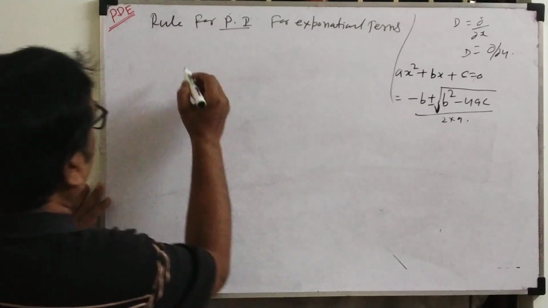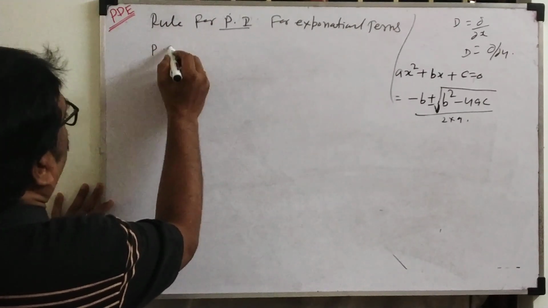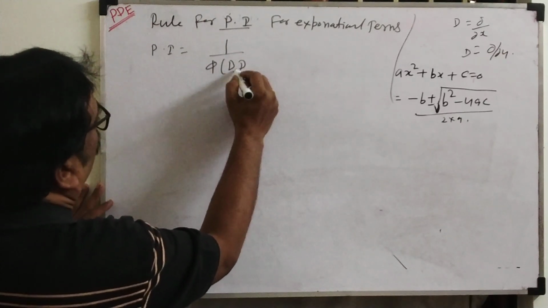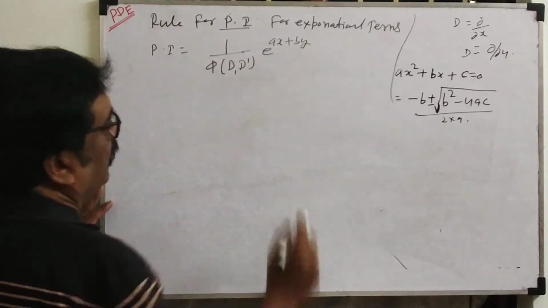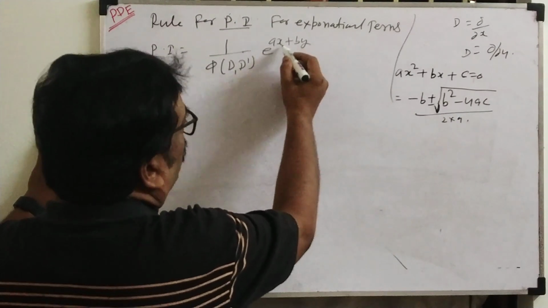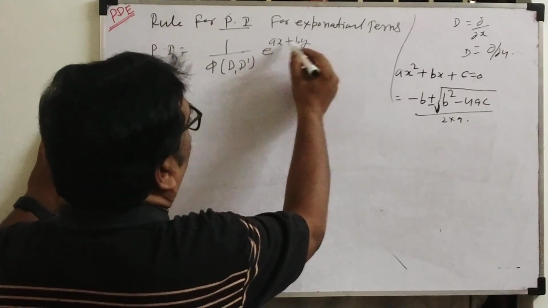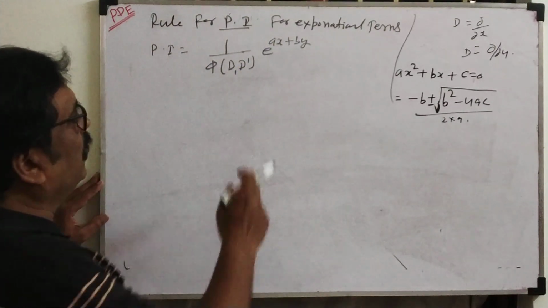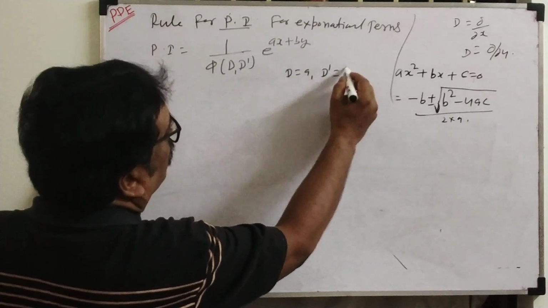For exponential terms, the form will be like this: PI = 1/φ(D, D') e^(ax+by). This is called the exponential part. So x with respect to x, y with respect to y, so ∂z/∂x, ∂z/∂y. Once terms like this are there, we substitute here: D = a, D' = b.